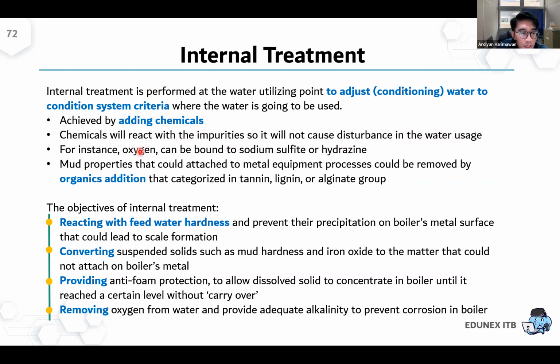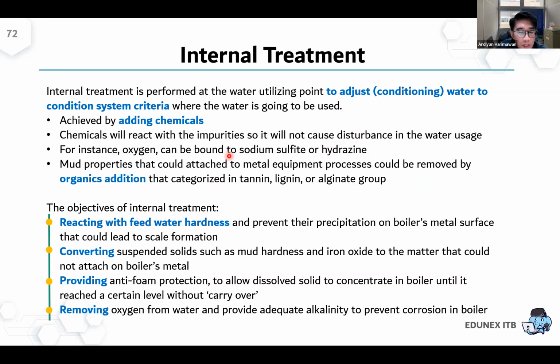For example, to prevent corrosion: corrosion can occur when the dissolved oxygen in the water is quite high. Then we add either sodium sulfite or a chemical named hydrazine as an oxygen scavenger. The name oxygen scavenger is because it removes the oxygen.